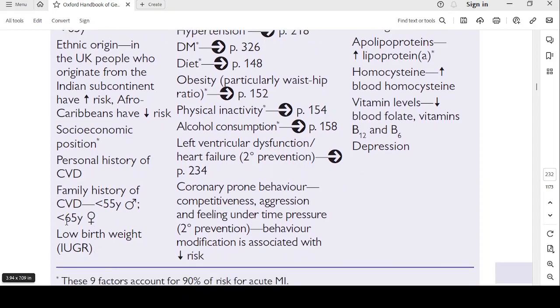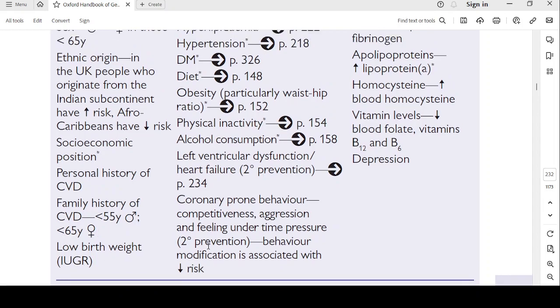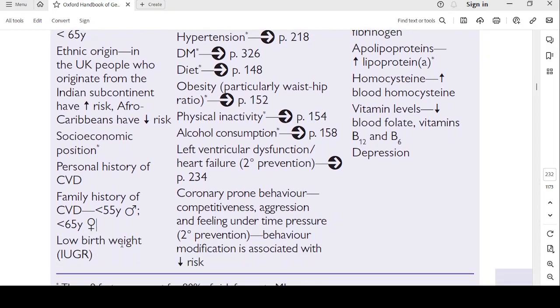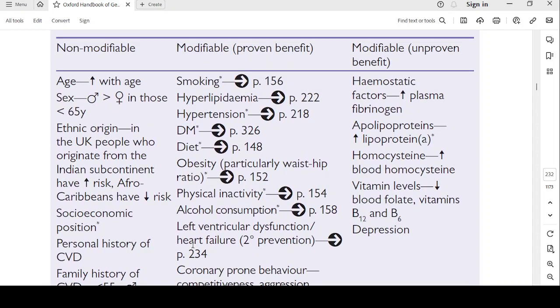So with family history, you cannot say that a 70 years old person, whose parent has died of CVD, is therefore at risk. No, family history is significant when a male family member has had CVD less than 55 years of age, and a female family member has had CVD less than 65 years of age. Low birth weight, IUGR: a low birth weight baby is at risk for CVD. These are non-modifiable risk factors for heart disease.